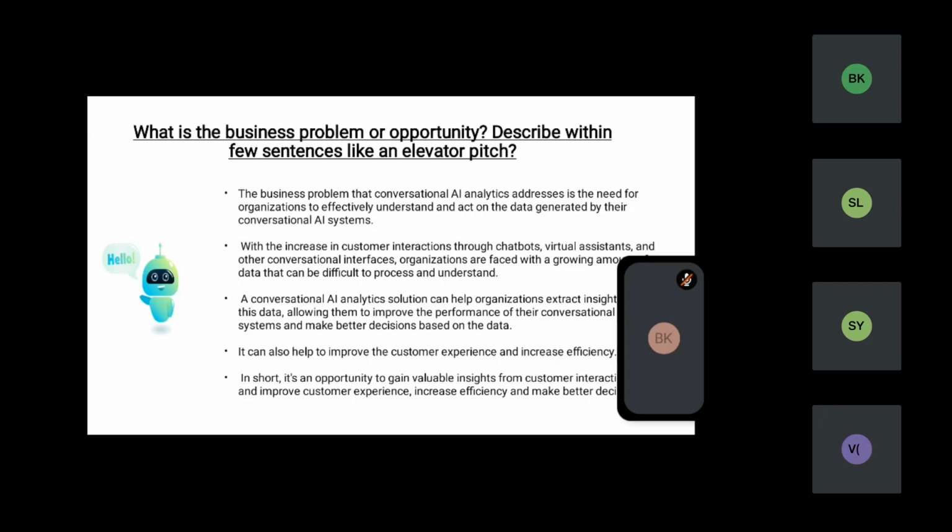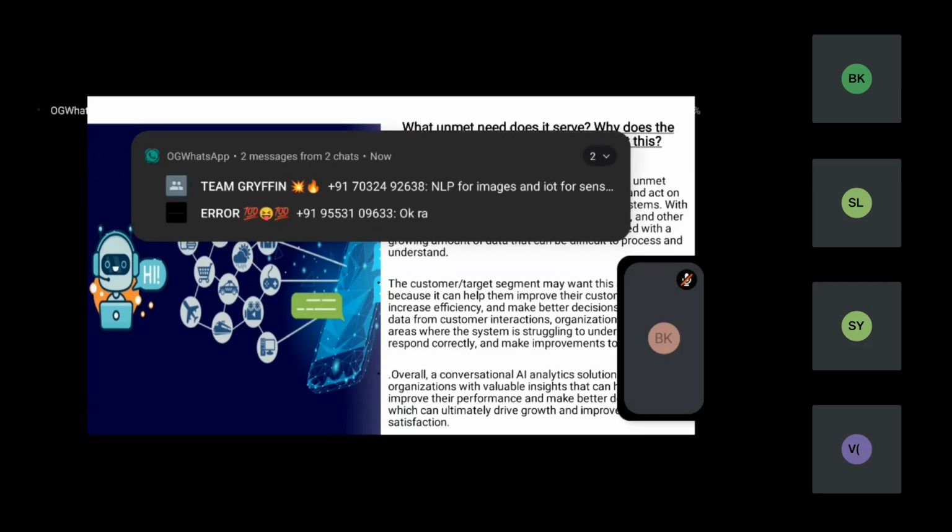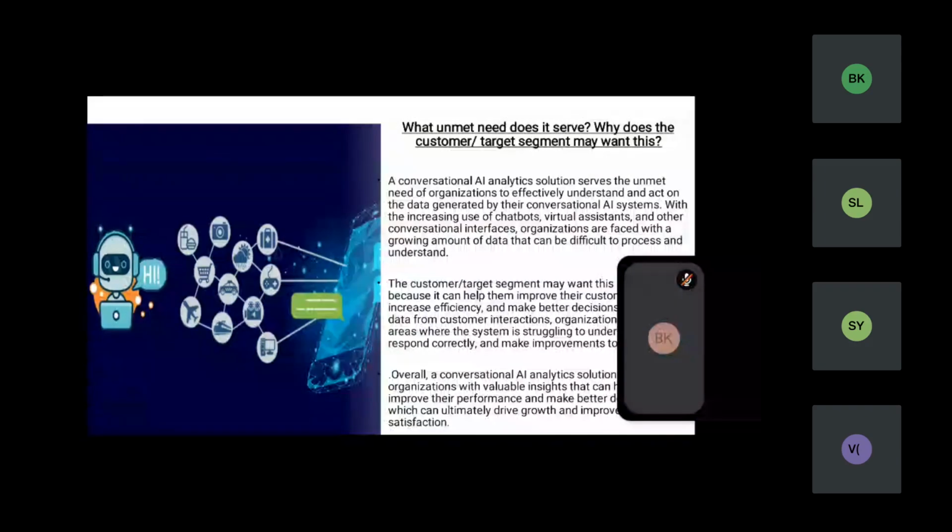And next, who does it serve? Why may this customer target segment want this? As we already know what unmet means, a conversational AI solution serves the unmet need of organizations to effectively understand and act on the data generated by their conversational AI systems. With increasing use of chatbots, virtual assistants and other conversational interfaces, organizations are faced with a growing amount of data that can be difficult to process and understand.